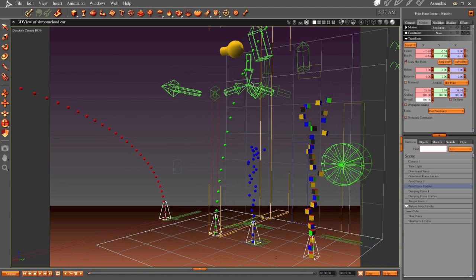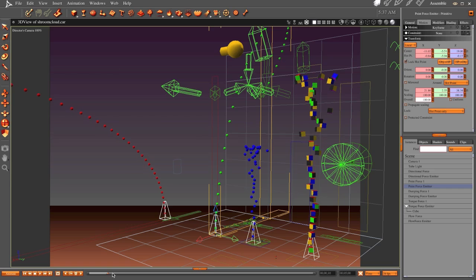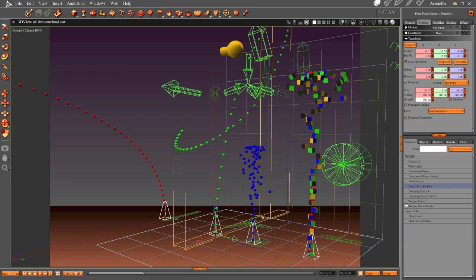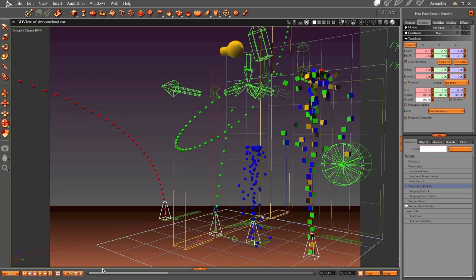This is your point force. We did a little tutorial on point forces already, so I'm not going to go too much into detail. But the point force is basically a gravity well. Your particles get thrown out and then go back around and around until they meet in the middle, kind of like a black hole, and that can be affected over time too.